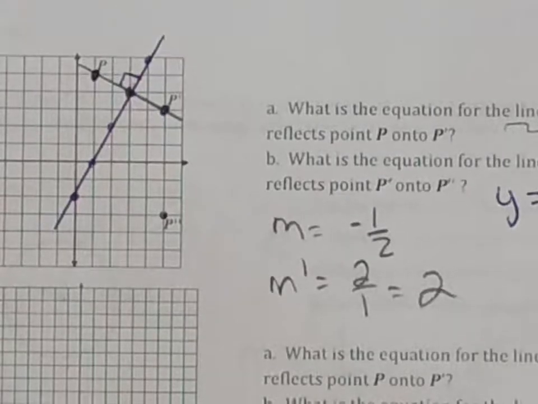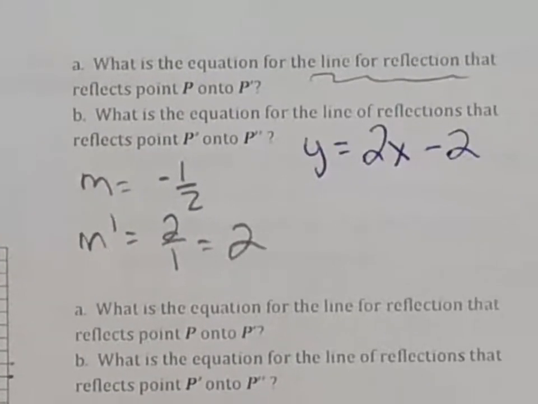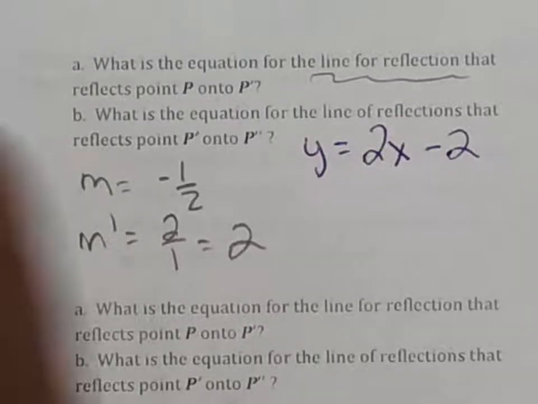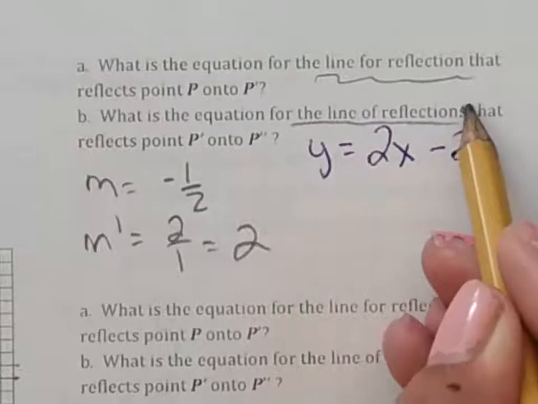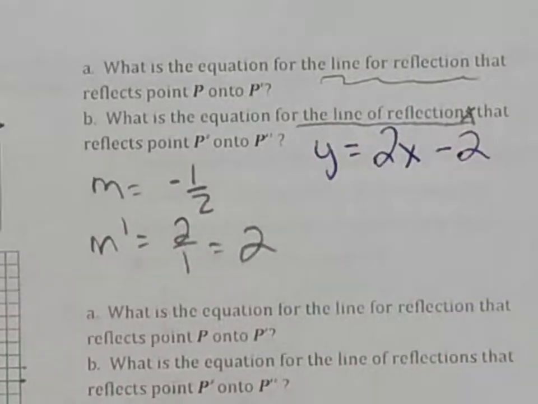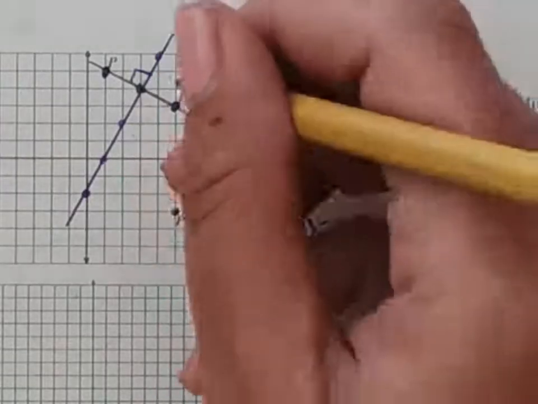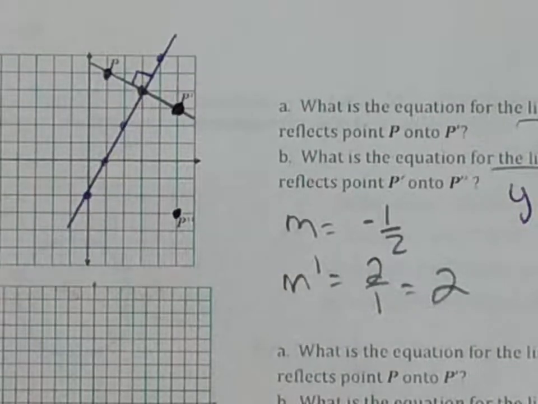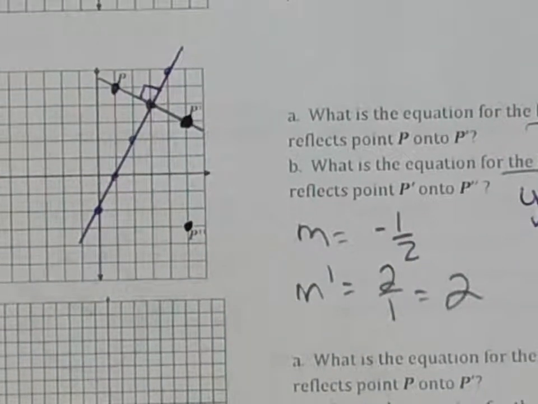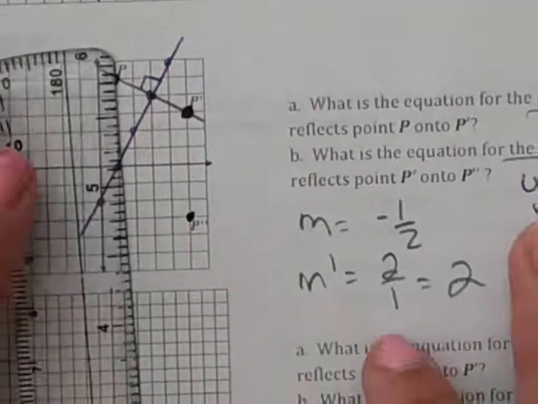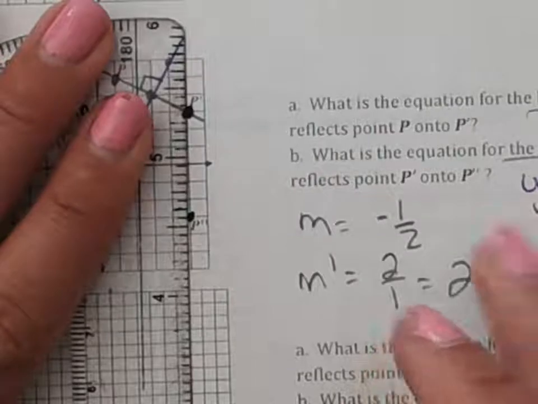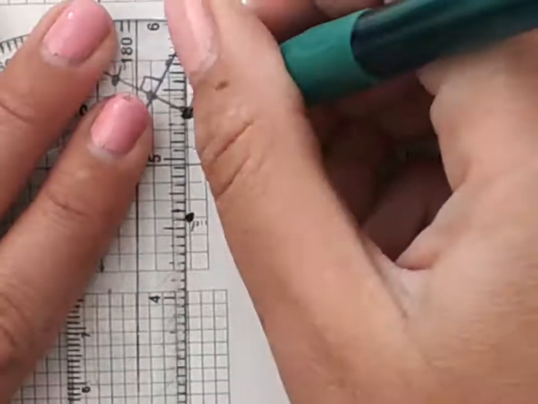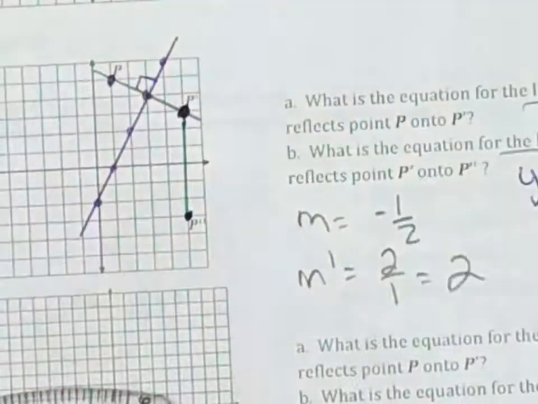Okay, and then B, what is the equation for the line of reflection that reflects P1 onto P2? So now we're looking at P1 to P2. This is going to help you out with number 9, so pay attention. Here we go. So I'm looking for the line of reflection. First thing I'm going to do is just connect P1 to P2. Draw my little line in there. We'll do green. Connected. Okay, there we go.